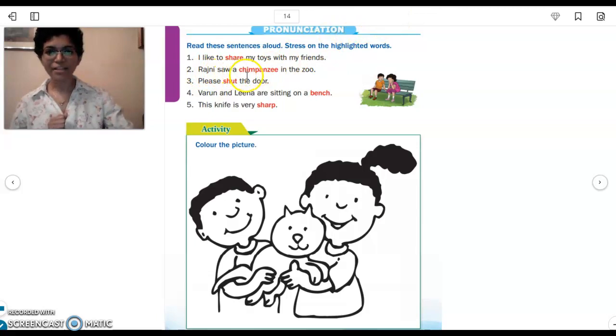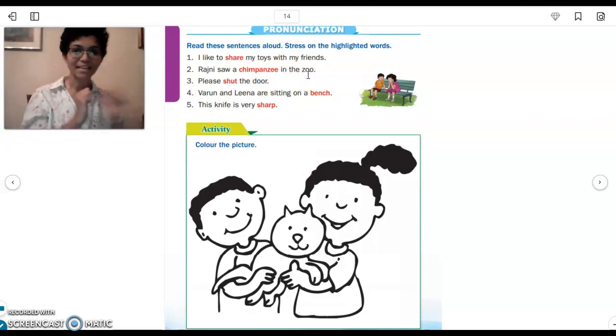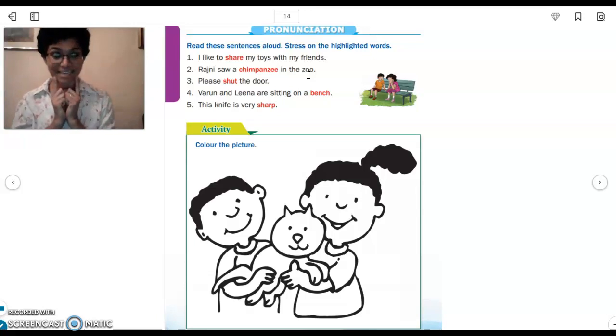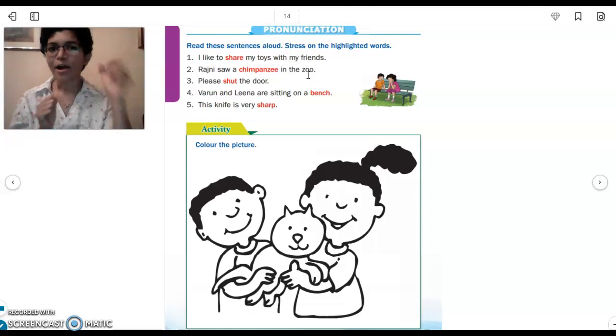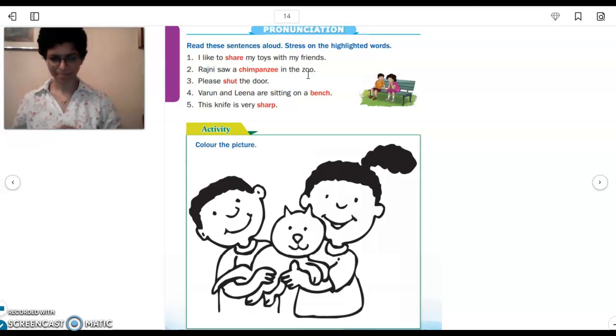Rajni saw a chimpanzee in the zoo. Chimpanzee in the zoo. Rajni saw a chimpanzee in the zoo. Chimpanzee. It is an animal. It looks like a monkey, but it is not a monkey. I'll ask next time. Also, on the day in which you have to speak about the animal, I will ask whether you can describe, one of you, not everyone, to describe a chimpanzee. So everybody has to be ready to describe a chimpanzee.